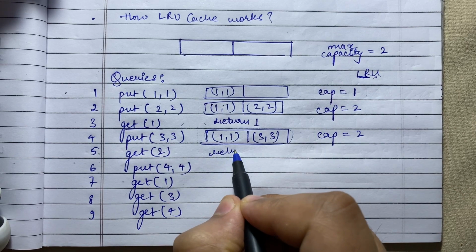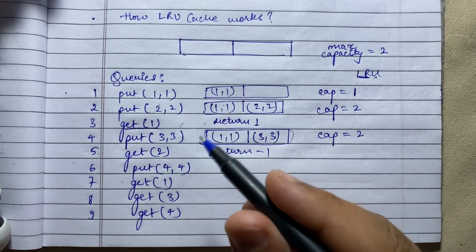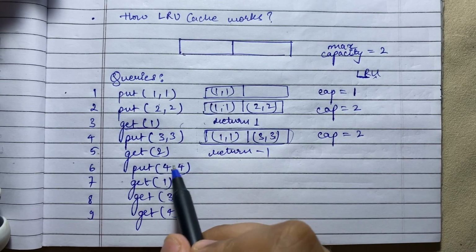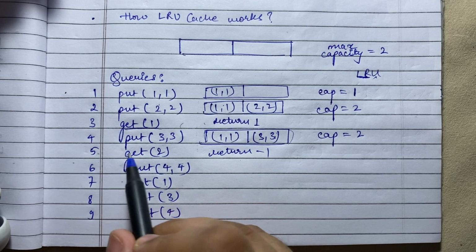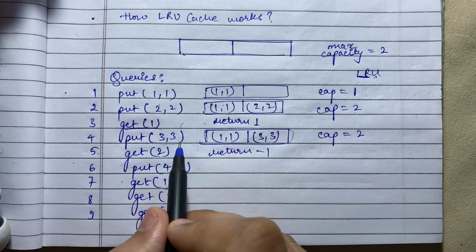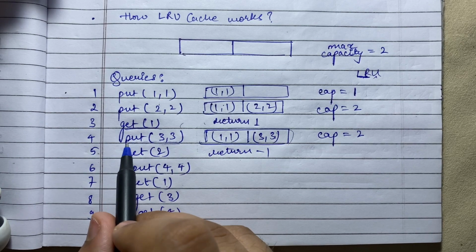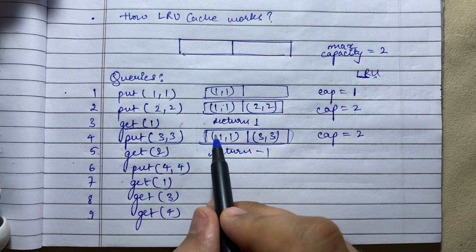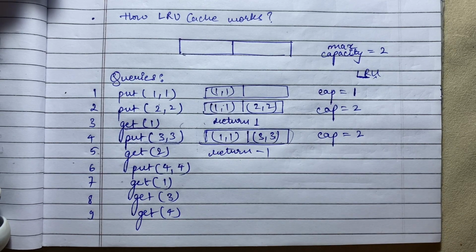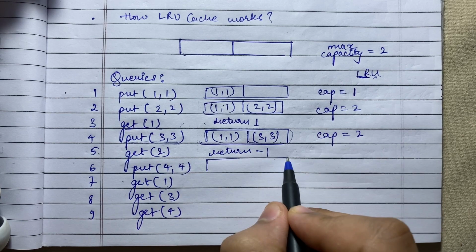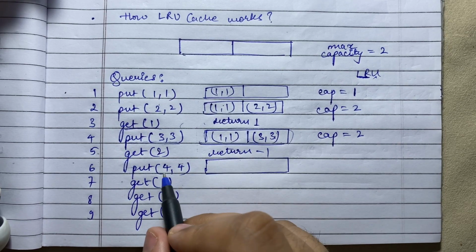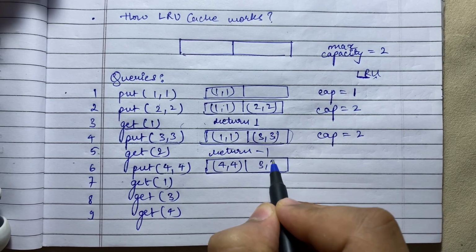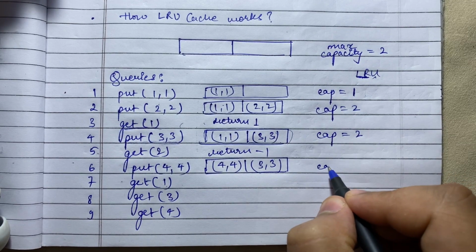Okay, so we will say return -1 in this case. Again, we have a value of put 4,4. Now think about it. If you go back in the history of our query execution, we'll see that the most recently executed query was put 3,3, which means that we added 3,3. So automatically 1,1 becomes the least recently used element, right? So we have to remove that, and 4,4 will take the place of 1,1, and this is what our cache will look like. Again, the capacity is 2.